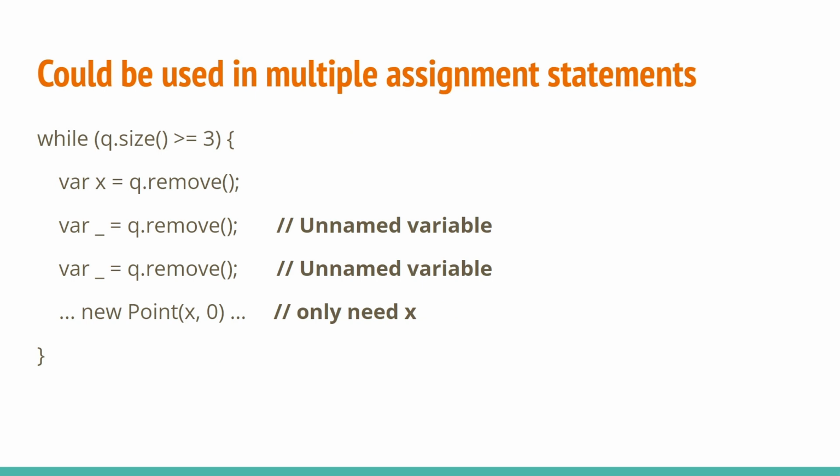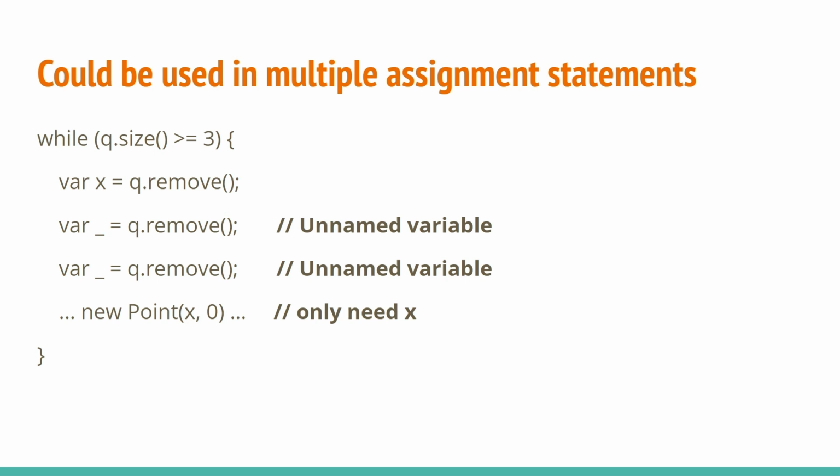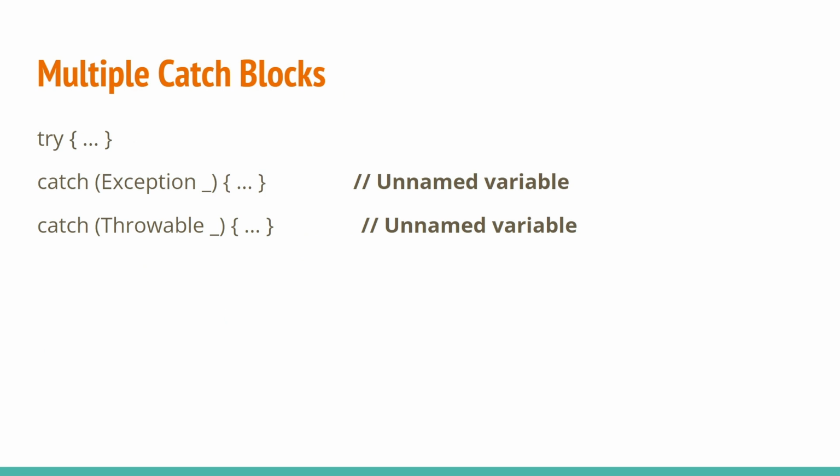We can use it in multiple assignment statements also. Let's say in our constructor Point, we only need the x variable, then we can use an unnamed variable instead of y also. So here we have used multiple unnamed variables in our multiple assignment statements. We can even use an unnamed variable in multiple catch blocks. Many times we use a try catch block and we don't do anything with that exception, and we get the warning that this variable is unused. For that, you can always use an unnamed variable.